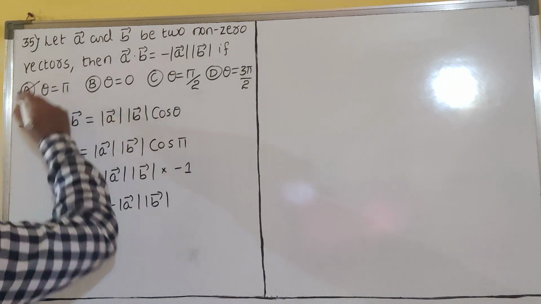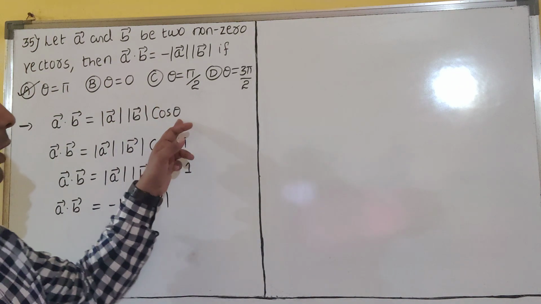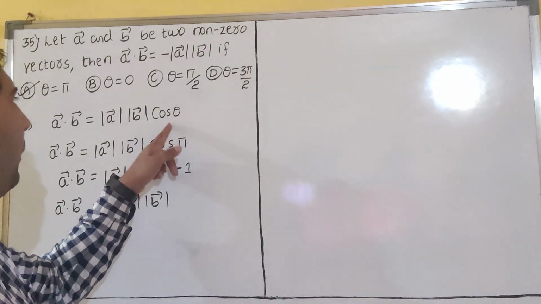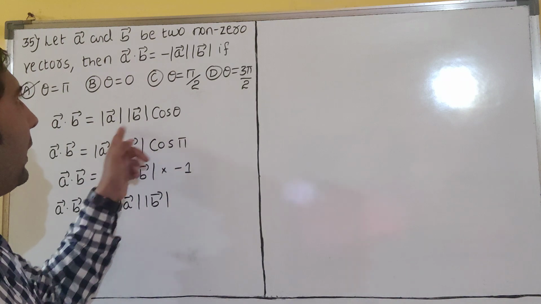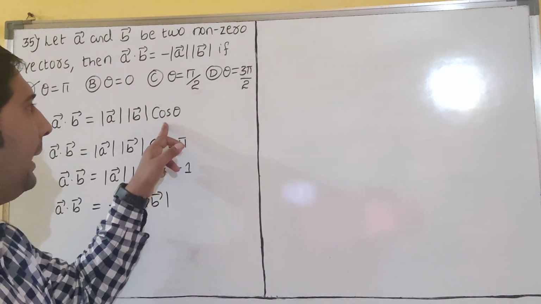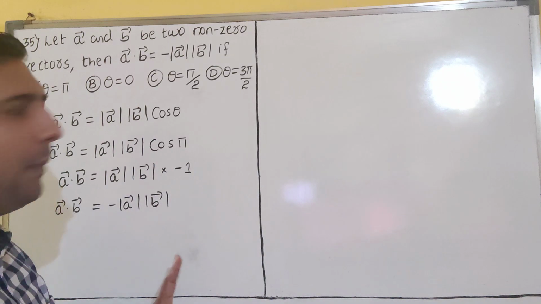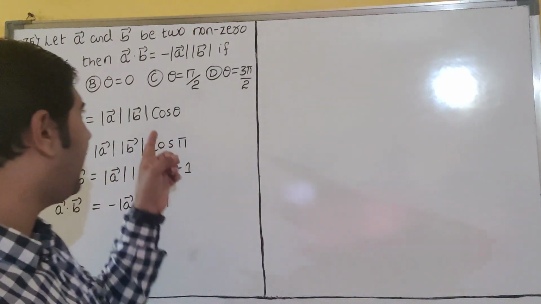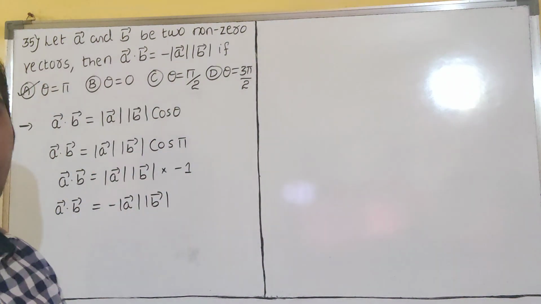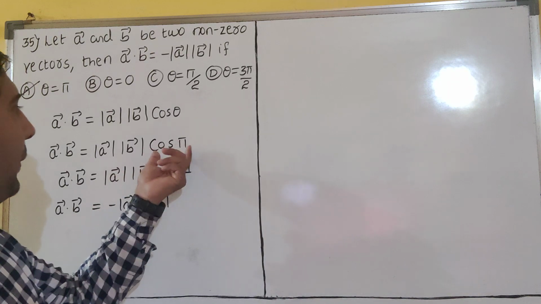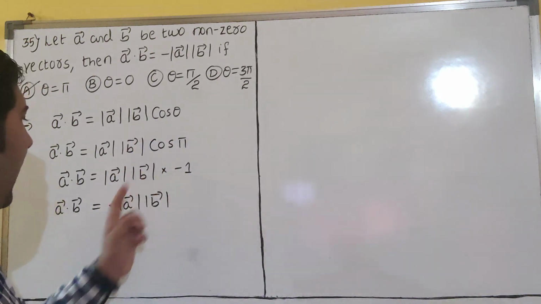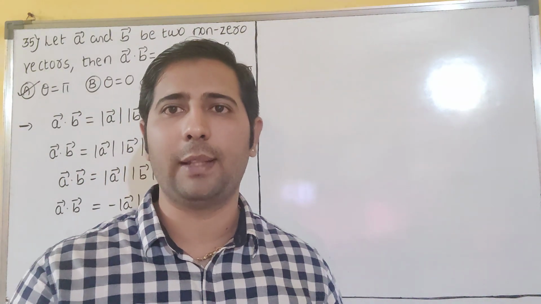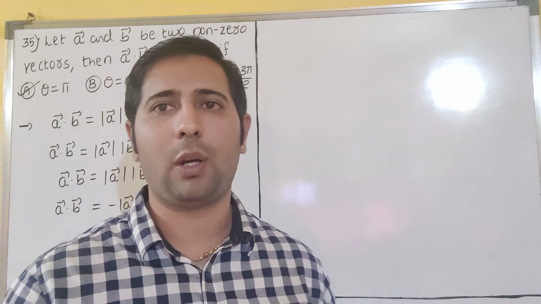So you can directly say it is option A. If you keep 0, again this has a different value: cos 0 is 1, so it will come positive. If you keep 90, cos 90 is 0, into anything is 0. And if you keep 3 pi by 2, cos 3 pi by 2 is 0, into anything is 0. So if you keep theta equal to pi, cos pi is minus 1, and option A is the correct answer, my dear students. We will see the next question, please copy this one.